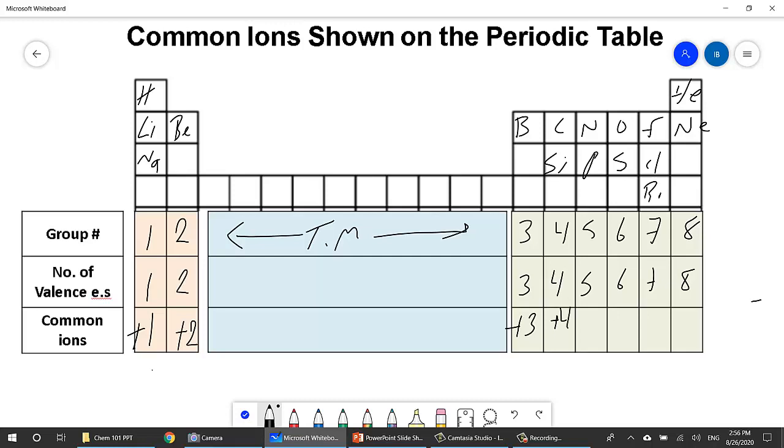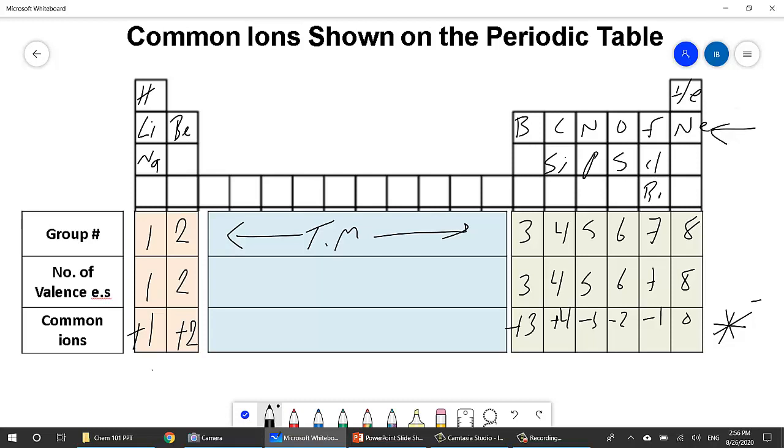Group 5, they have 5 electrons. They actually like to gain electrons, so they make -3. And group 6, they have 6 electrons, so it's easier for them to gain electrons, and they make -2. Group 7 is always -1, and the noble gases are 0. This rule here applies to the first and second periods mainly.